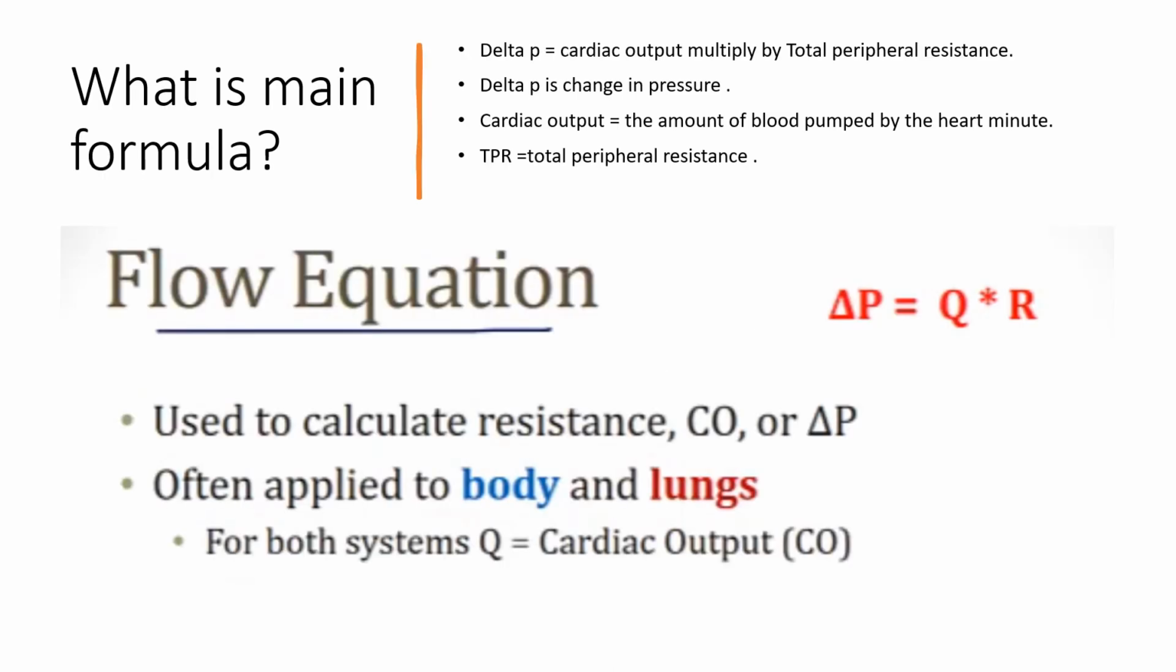So guys, in order to understand this blood flow mechanics, we should first know what is the flow equation. The flow equation is delta P is equal to Q into R, where delta P is the change in blood pressure, Q is the cardiac output, and R is the total peripheral resistance. This equation is used to calculate cardiac output, resistance, or delta P, and is often applied to the body and lungs. For both systems, we use Q as the cardiac output.